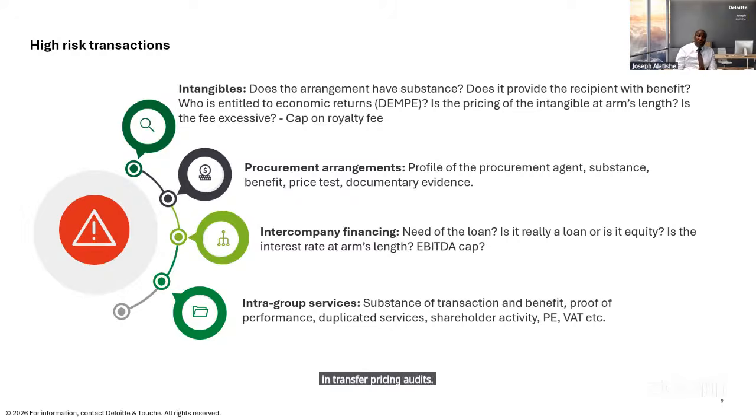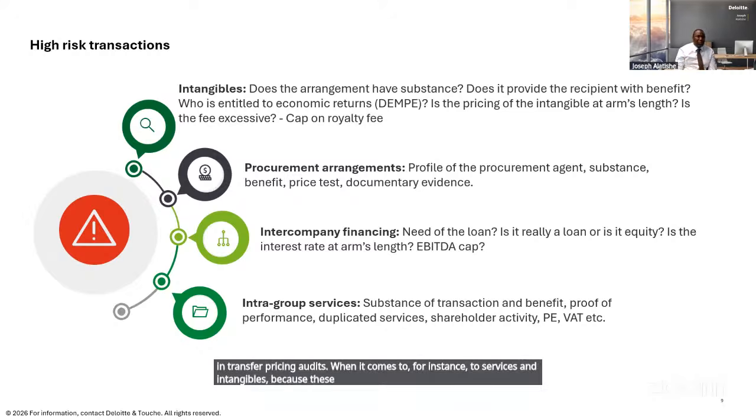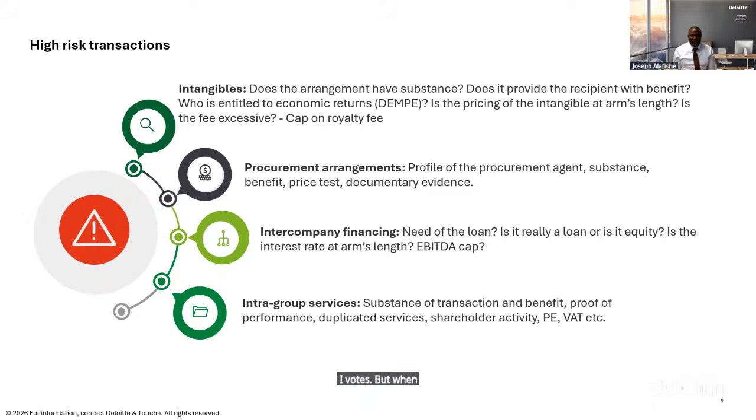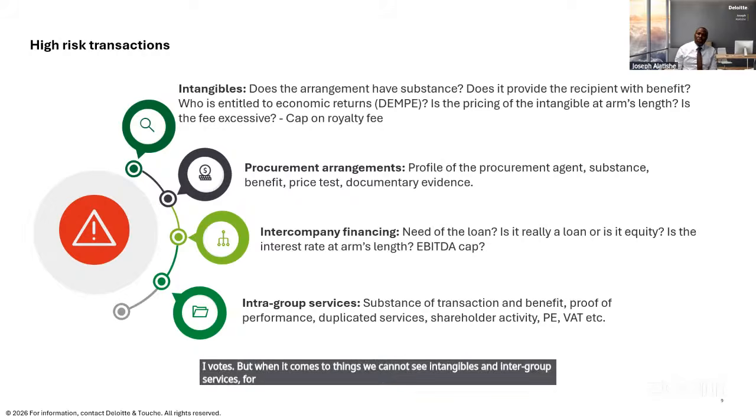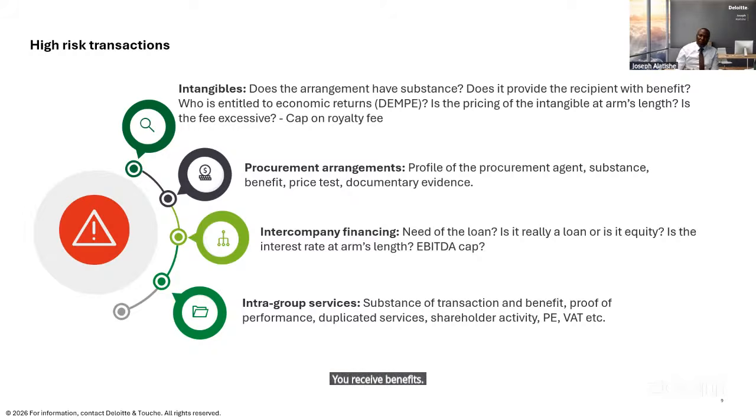When it comes, for instance, to services and intangibles, because these are not tangible products. If you are selling a product to someone and the tax authority is saying, what is this? You can easily show them that this is why I'm paying my related party, see the product I bought. But when it comes to things we cannot see, intangibles and intra-group services, for instance, you need to go the extra mile to actually show the tax authority that you received benefits from this service.